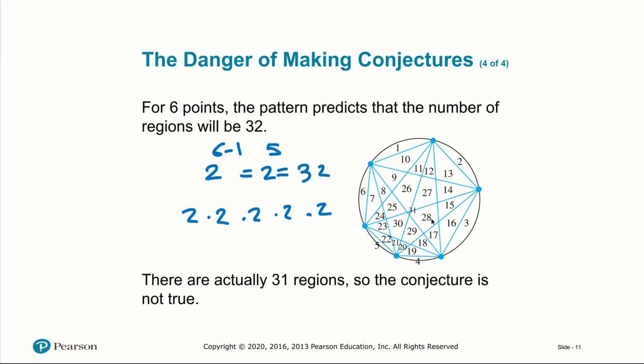So you would expect there to be 32 regions, where in fact, if you count them, you'll realize that there are 31 regions. So this would be considered a counterexample for the conjecture that if you divide a circle using n points, then the number of regions within that circle would be 2 to the n minus 1. So we want to stay away from that conjecture.